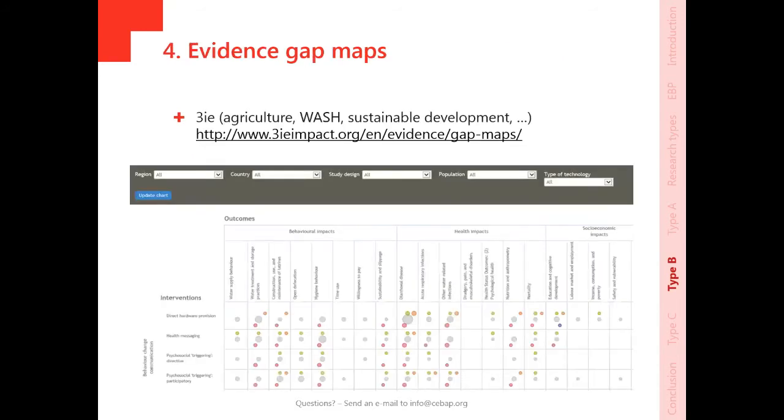Another way to keep an overall picture of the evidence that is out there is by looking at evidence gap maps. 3IE has created several evidence gap maps, although most of these are in the development aid sector and not necessarily for humanitarian aid. But these gap maps exist for agriculture, WASH, sustainable development, education, and so on. And they are very easy ways to have a look at what evidence is available for which topic. And the map is also dynamic, so you can search by region, country, study design, population, type of technology if you want to.